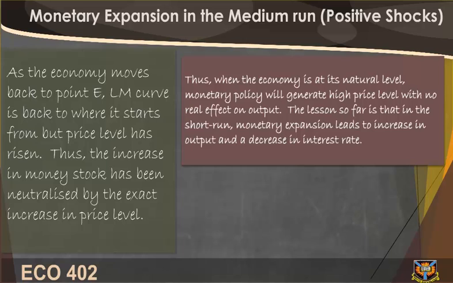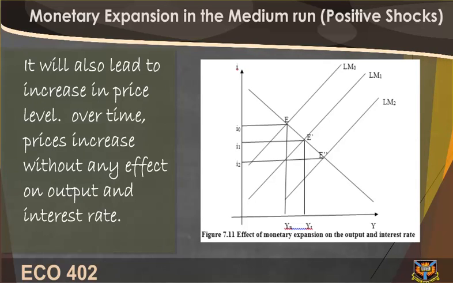on output. The lesson so far is that in the short run, monetary expansion leads to an increase in output and a decrease in interest rate. It will also lead to an increase in price level. Over time, prices increase without any effect on output and interest rate.